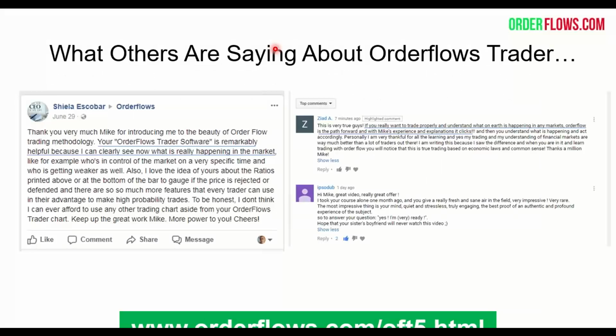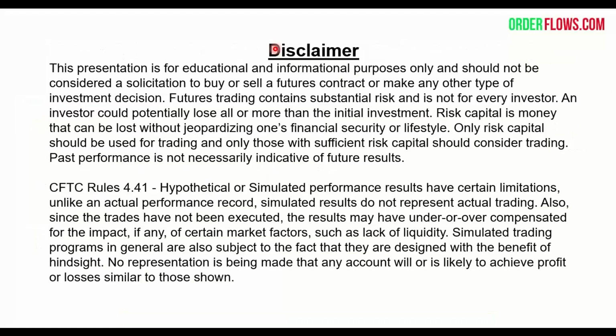And I love the positive feedback I get from customers. People say the software helps them see what's really happening in the market, and that's really what you want to do. You want to be able to see what's happening in the market as opposed to just having the data in front of you. Having the data in front of you is one thing. You have to know how to analyze it.